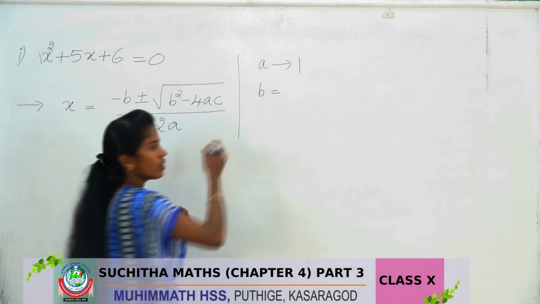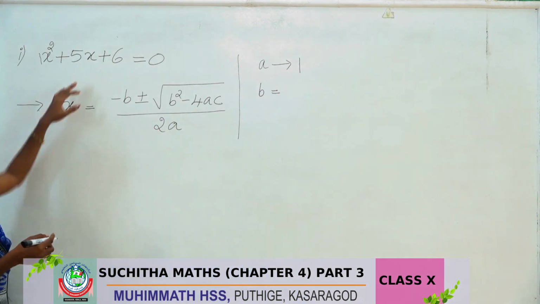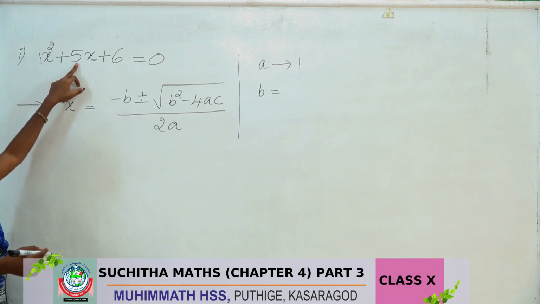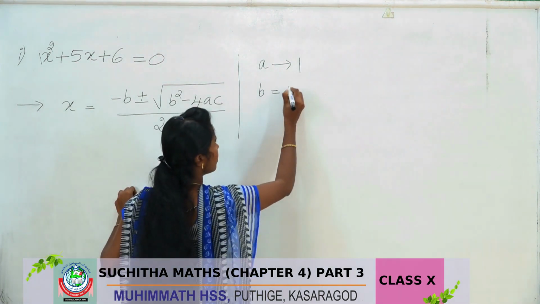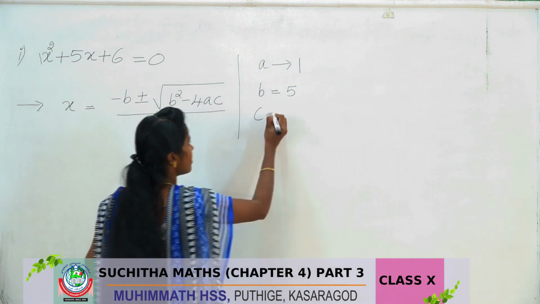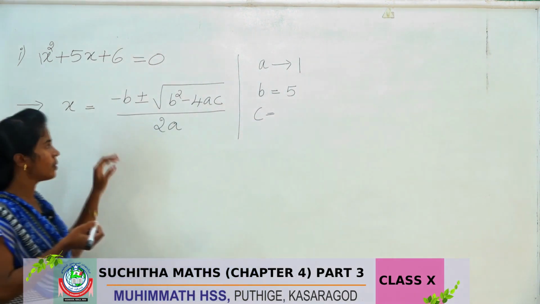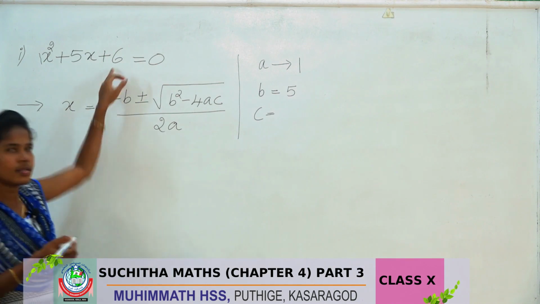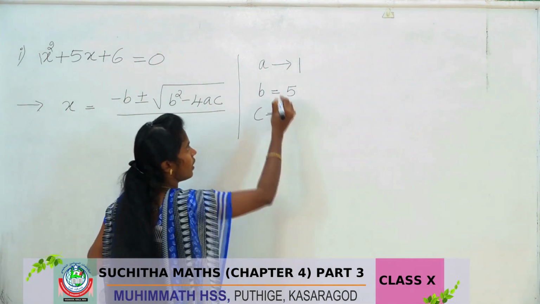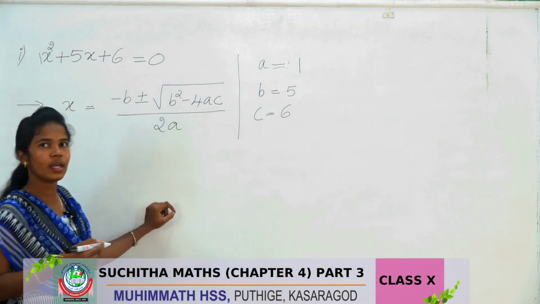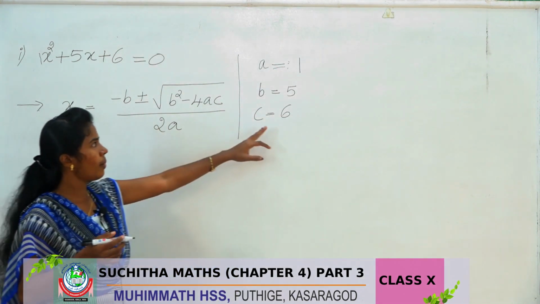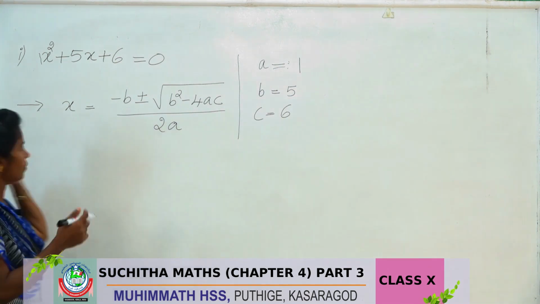Then b is the coefficient of x. What is the coefficient of x? The coefficient of x is 5. So b is equal to 5. Then c is the constant term. Here the constant term is 6. So a equal to 1, b equal to 5, c equal to 6. Now apply these values in this equation.